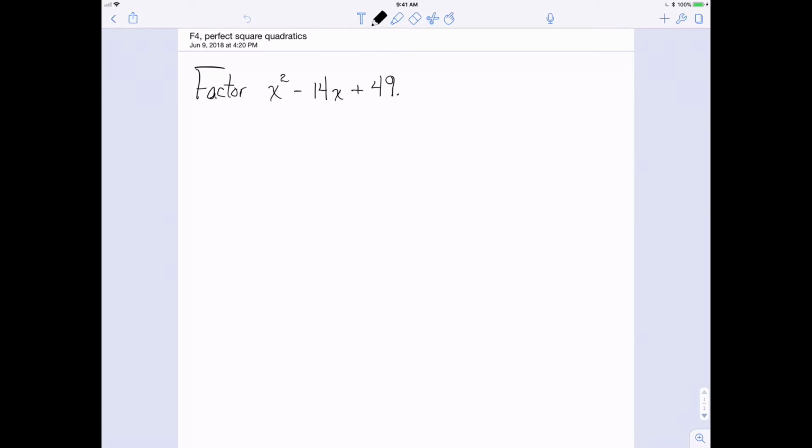So I'm going to write my problem again, maybe set it up a little bit differently so we don't get stuck in a rut. Sometimes seeing things a little differently helps. And this time I'm going to write my game under here. And remember, what's implied here is that this is really 1x squared minus 14x plus 49.